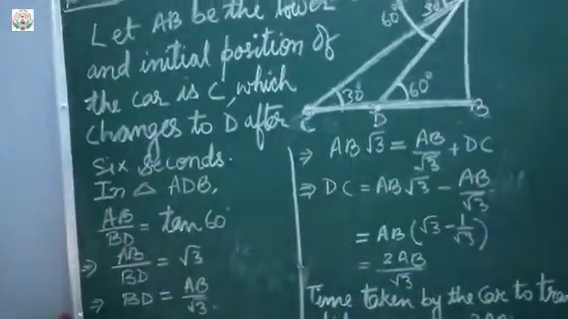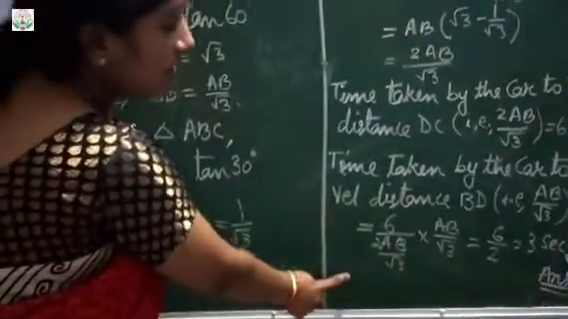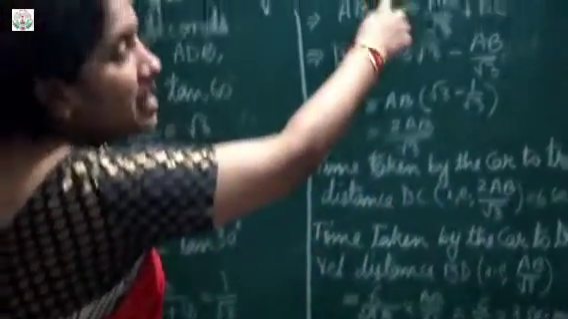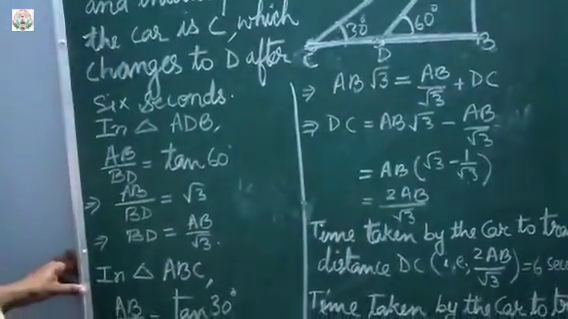That is the foot of the tower. So the last statement you will write: thus the car takes 3 seconds to reach the foot of the tower.